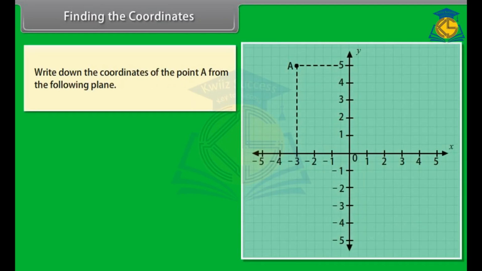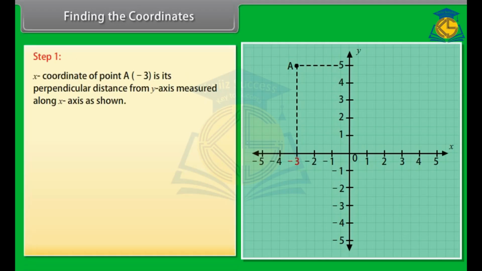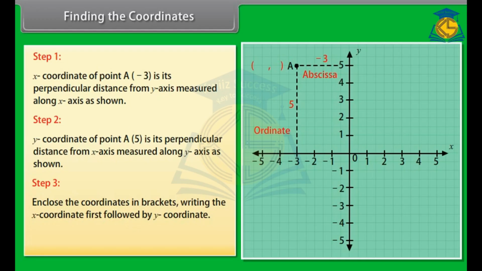Finding the coordinates. Write down the coordinates of the point A from the following plane. Step 1. The x-coordinate of point A is -3, its perpendicular distance from the y-axis measured along the x-axis as shown. Step 2. The y-coordinate of point A is 5, its perpendicular distance from the x-axis measured along the y-axis as shown. Step 3. Now, enclose the coordinates in brackets by writing the x-coordinate first, followed by the y-coordinate. Thus, the coordinates of point A are (-3, 5).